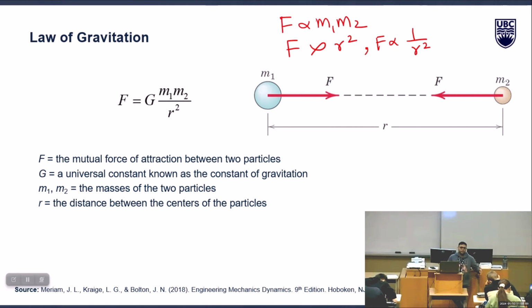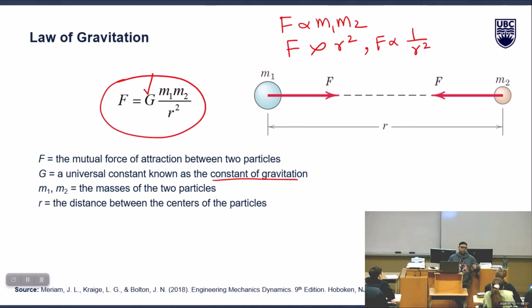So when you combine these two proportionalities, you get an equation which is Newton's law of gravitation, where capital G is the constant of proportionality. It is called the constant of gravitation. It is a universal constant, and its value has been determined using several sophisticated experiments, and now we know exactly its value. Let's quickly work out the units of this capital G.